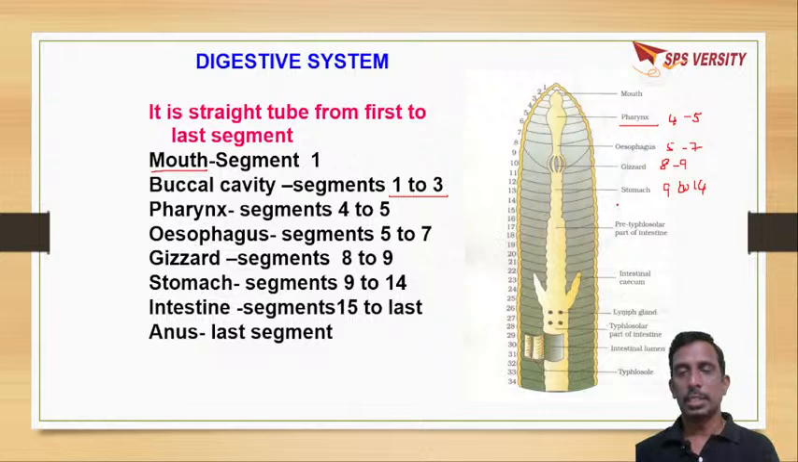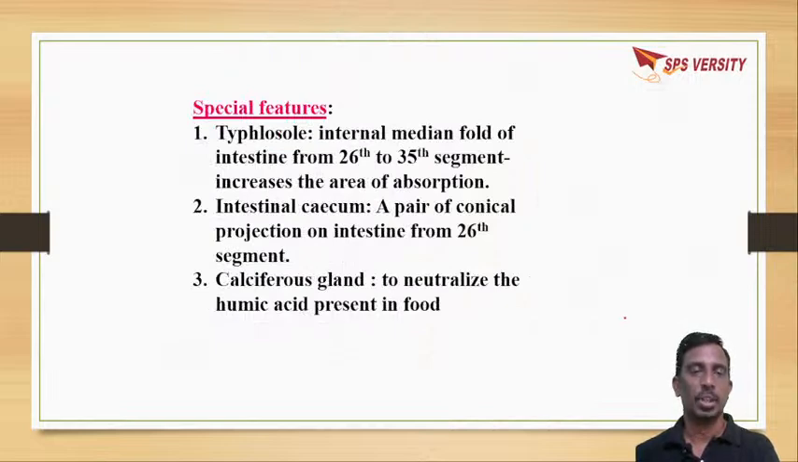When you come to the intestine, this intestine has a typhlosole. Before the typhlosole, this is pre-typhlosolar, and this is post-typhlosolar. So these are special features which are present in the digestive system of earthworm. The typhlosole is present from the 26th to the 35th segment. The function of the typhlosole is absorption.